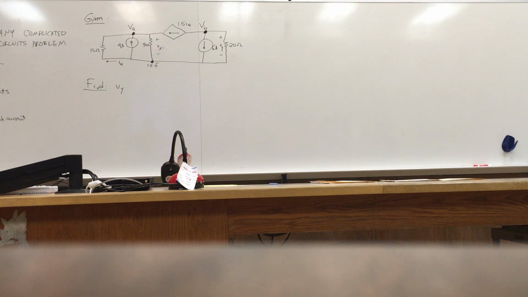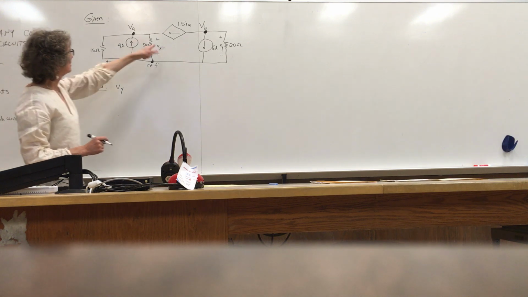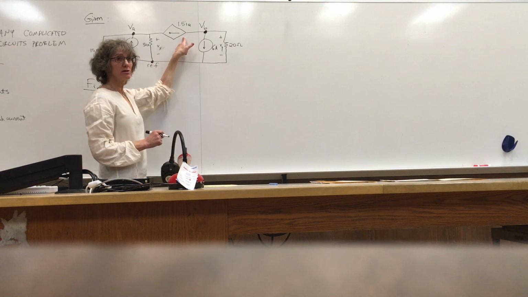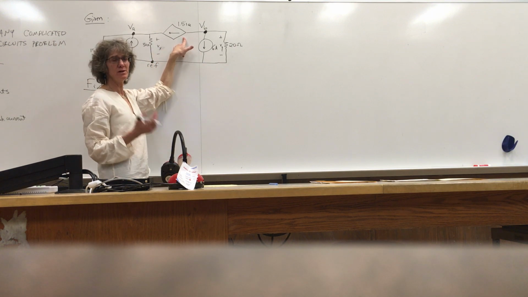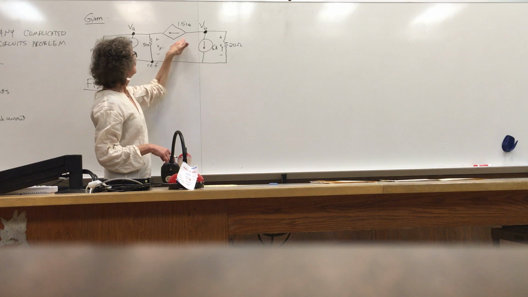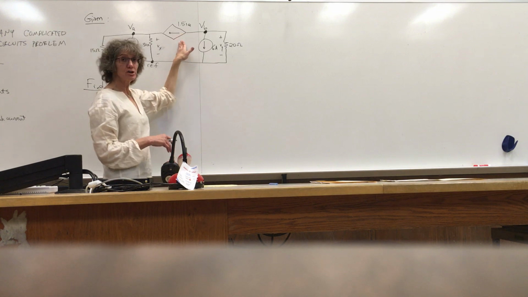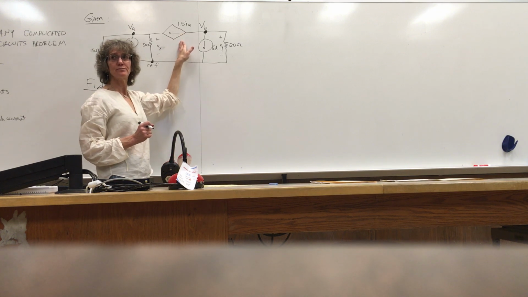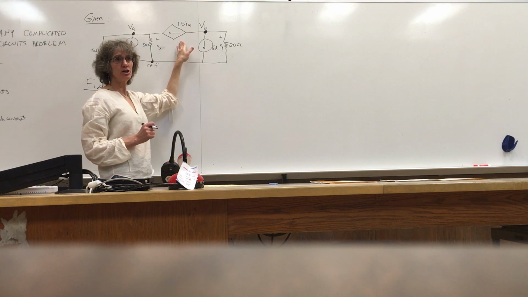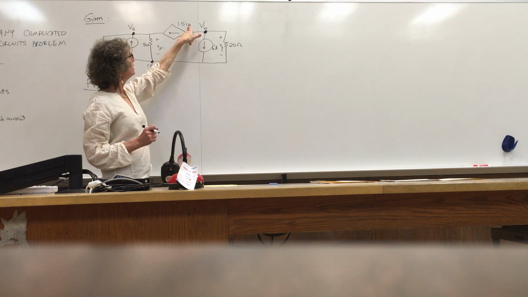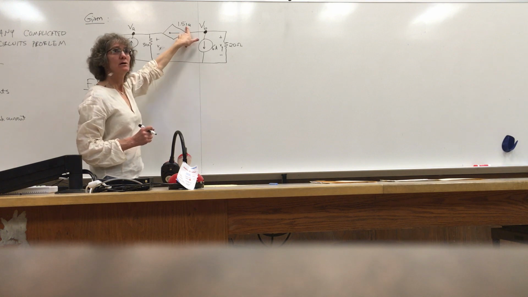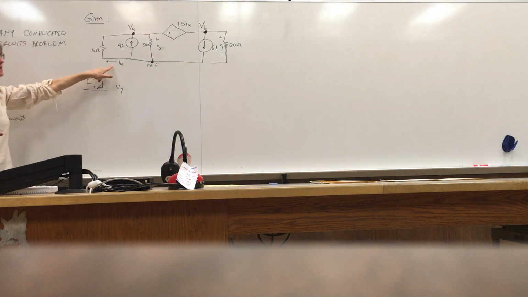Okay, so we do have a dependent source here, so we can't ignore that step. Sometimes you don't have a dependent source, so you can ignore that step, but we can't here. So what's the controlling quantity here? IQ. The controlling quantity is the quantity that it depends on. So it's the IQ.